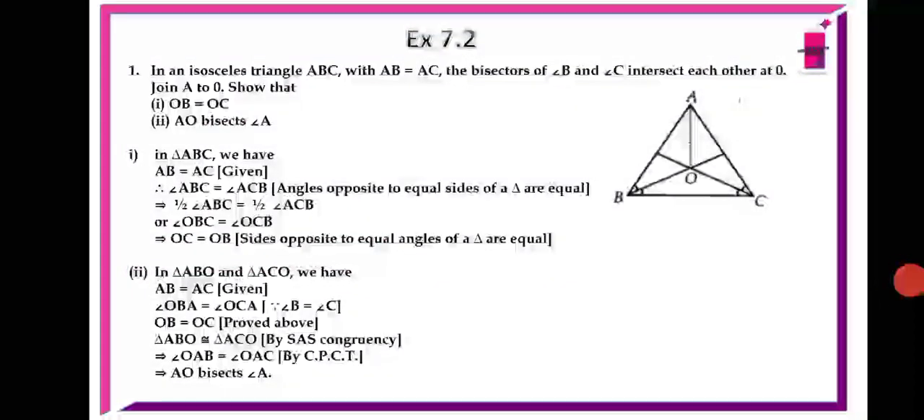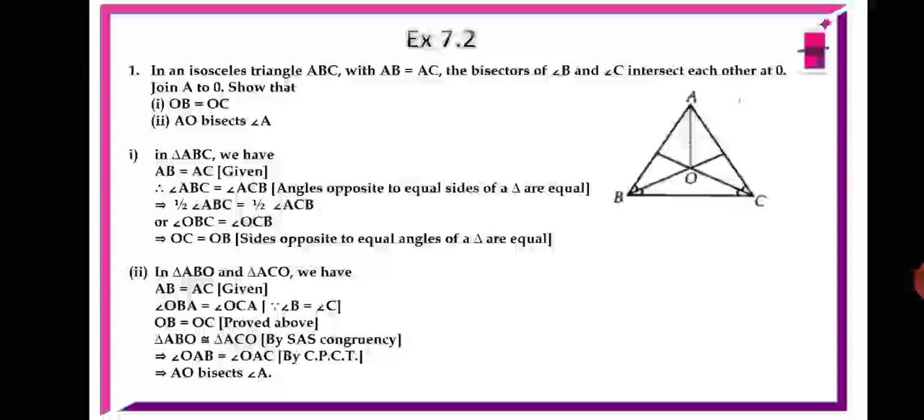Question number 1. In an isosceles triangle ABC with AB equal to AC, the bisectors of angle B and angle C intersect each other at O. Join A to O. Show that OB equal to OC, and AO bisects angle A. So in this figure you can see the figure. The bisectors of B and C intersect at O. So we can say that OB and OC are the bisectors.